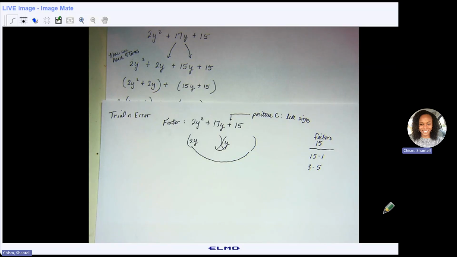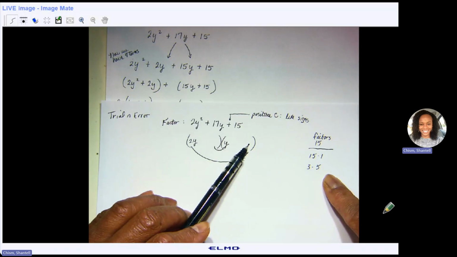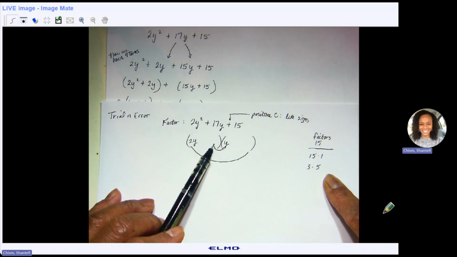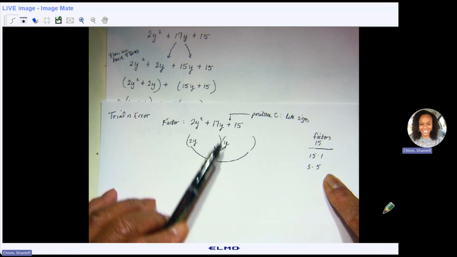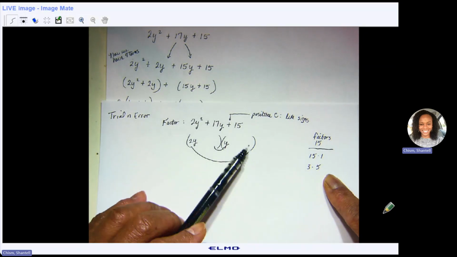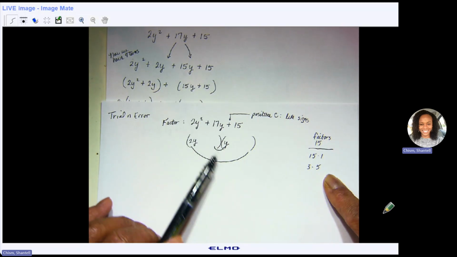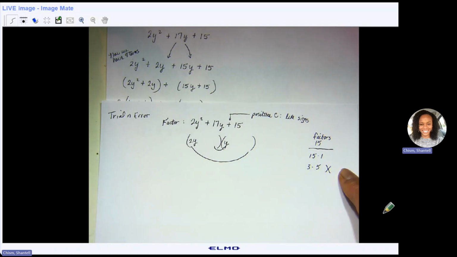Let's say we tried 3 and 5. Okay. Let's say we didn't know. Let's try 3 and 5. If I use 3 and 5, if I place the 5 here, that would give me 10. 2 times 5. And then if I was to place the 3 here, that would give me 3. 10 and 3 gives me 13, not 17. Okay? And even if I was to reverse that and I put the 3 here, that would give me 6, and that would give me 5. 6 and 5 would be 11, not 17. So 3 and 5 won't work. So I have to use 15 and 1.